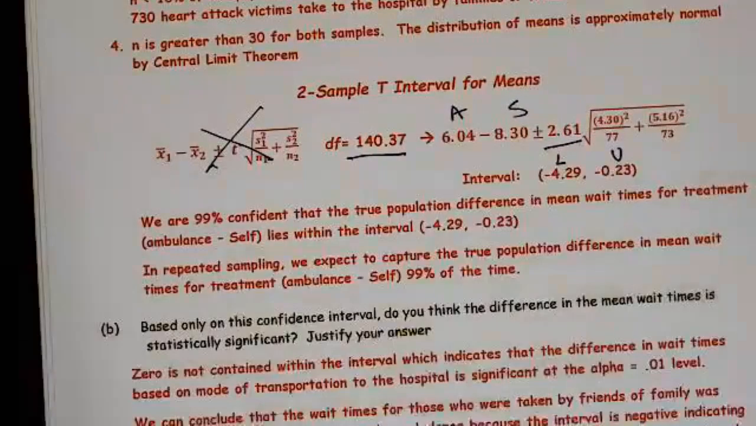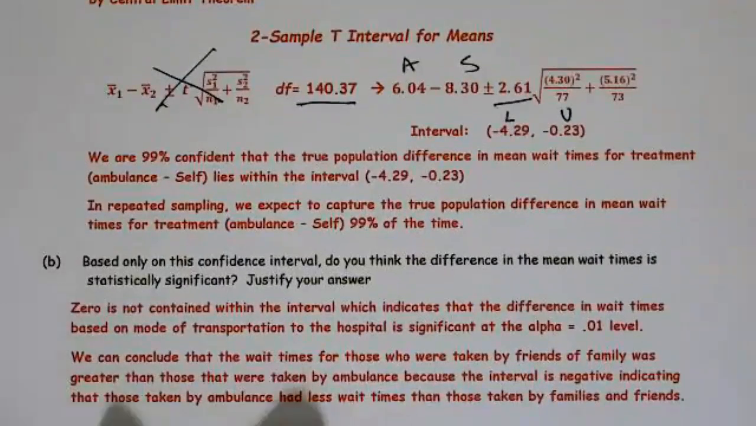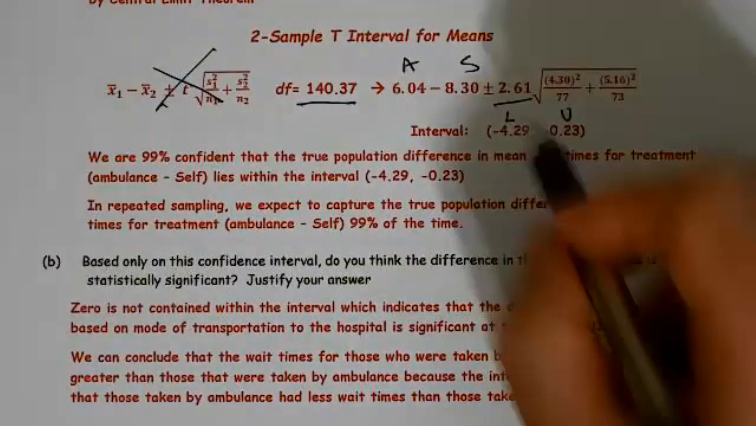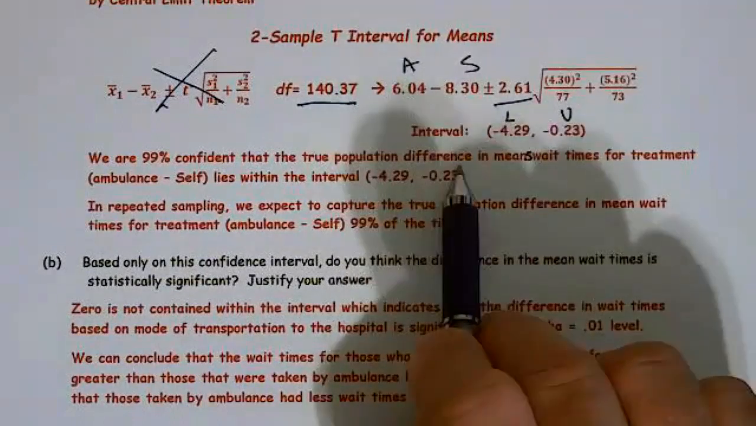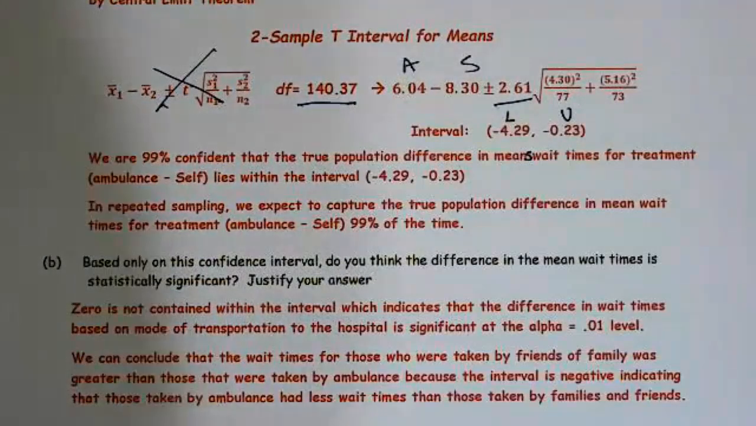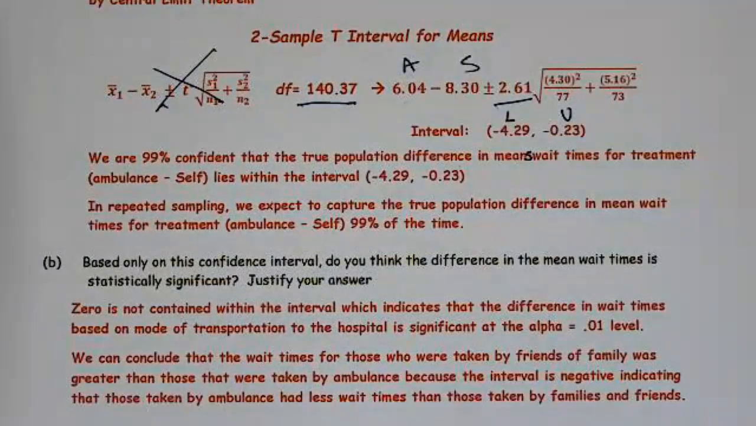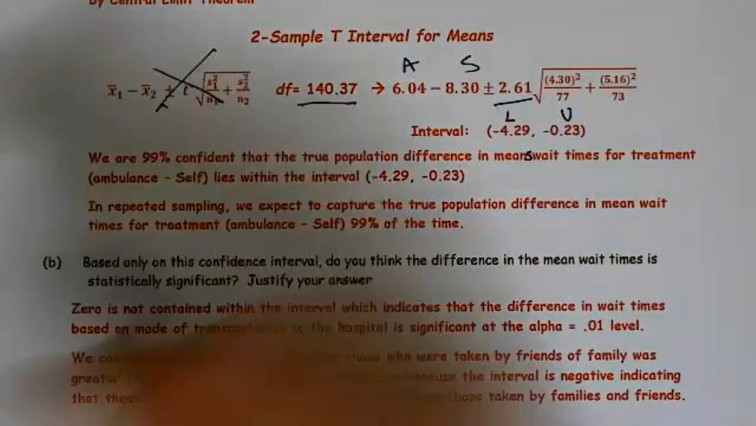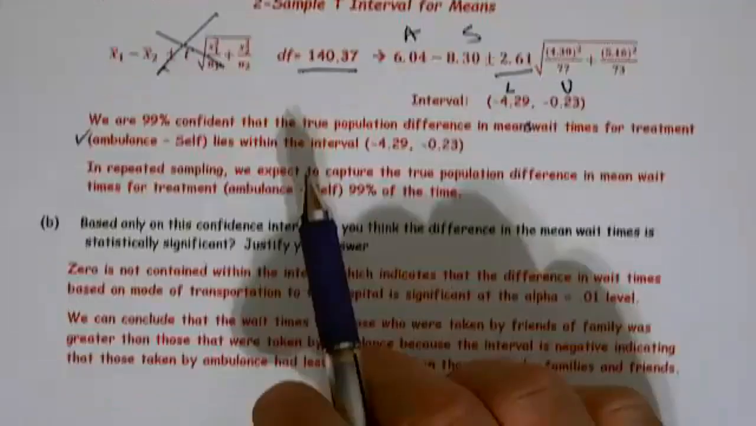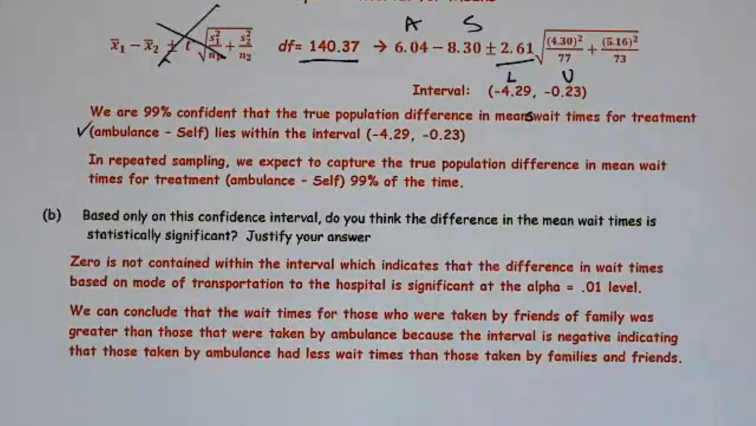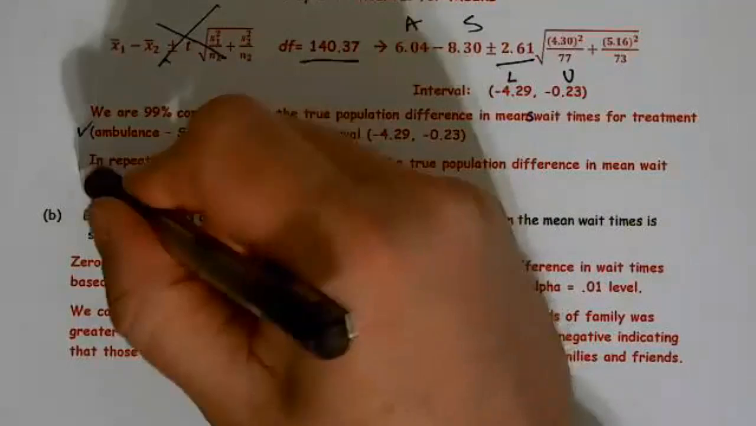So now that I have that and my interval, I can go ahead with my statement and say we are 99% confident the true population difference in means. And notice that's what we did. We subtracted two means, so we had difference in mean wait times for treatment, ambulance minus self, lies within this interval. In repeated sampling, we expect to capture the true population difference in mean wait times, ambulance minus self, 99% of the time.